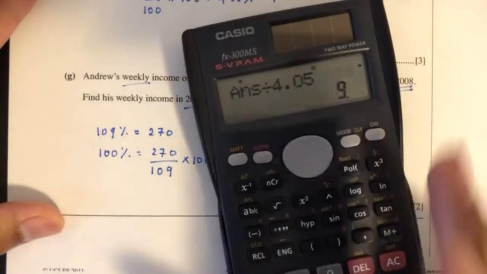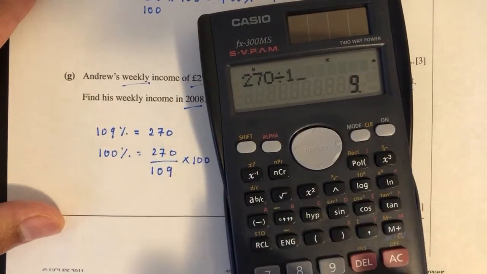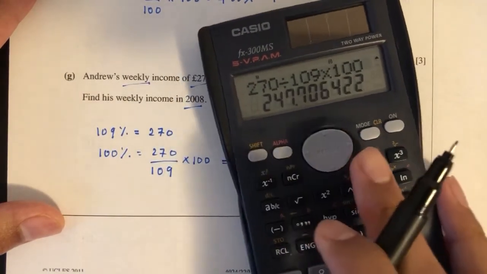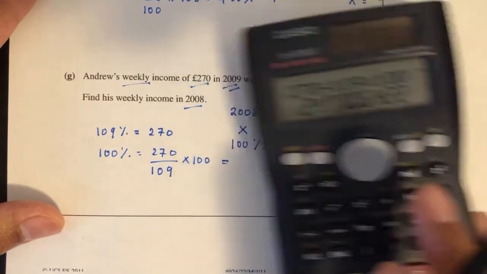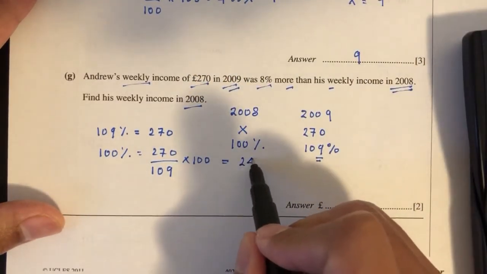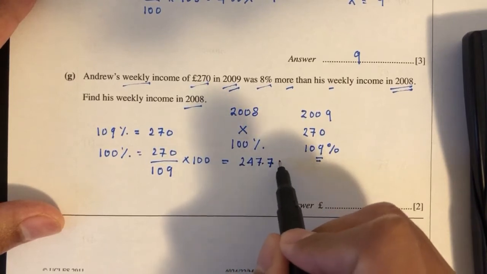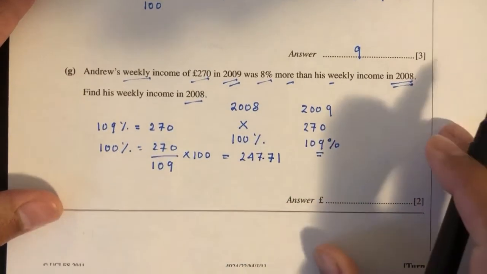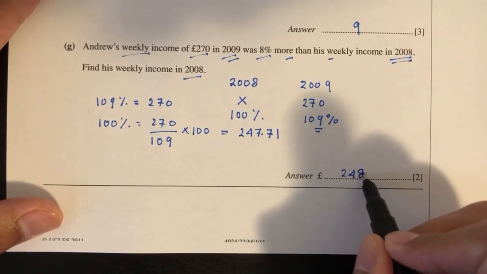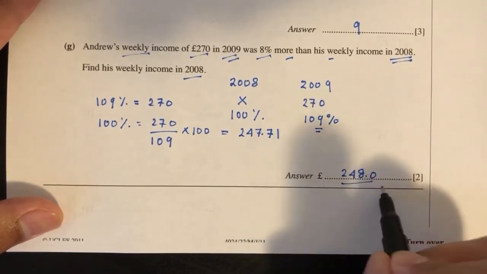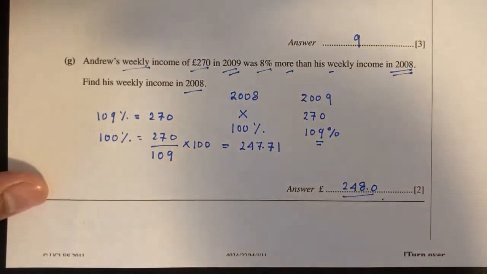So let's do that. That will be 250. So your answer will be 250 pounds, correct to 3SF. So that will be question number 6.